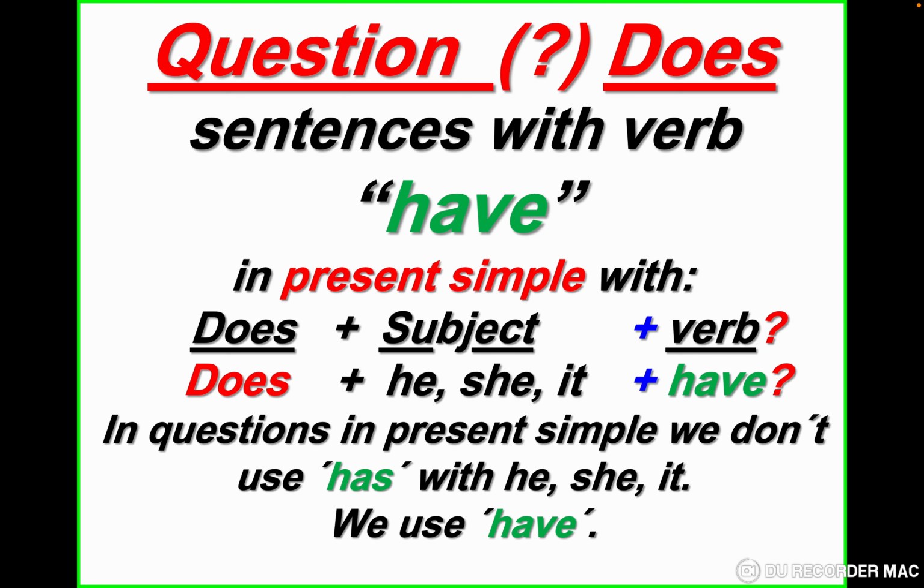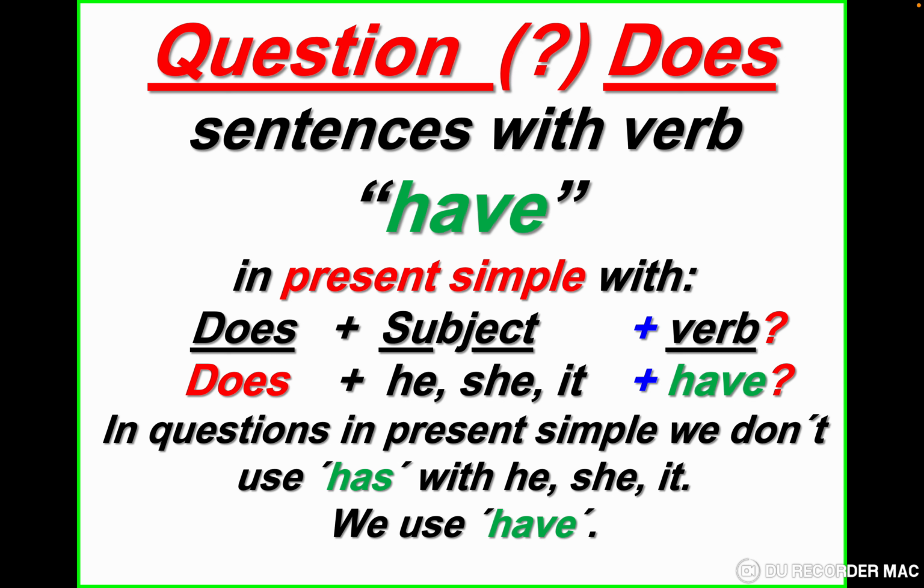So when we have does he have, does she have, does it have, if you write does he has, it's not correct. Does she has, it's not correct. Does it has, it's not correct. When we have does, we don't use has, we use have. So in questions in present simple, we don't use has with he, she, it, we use have.